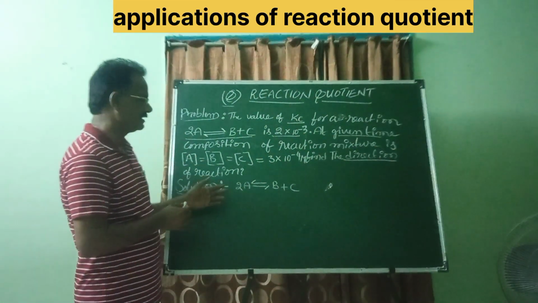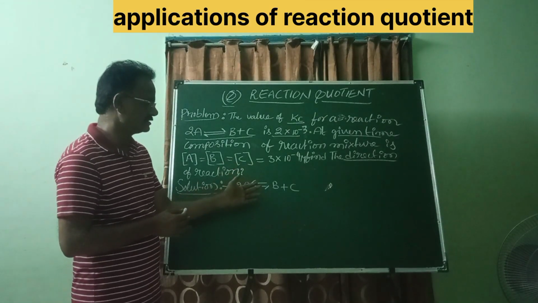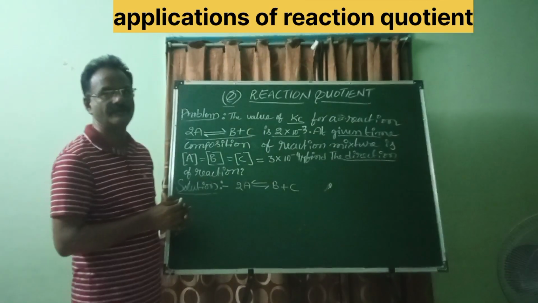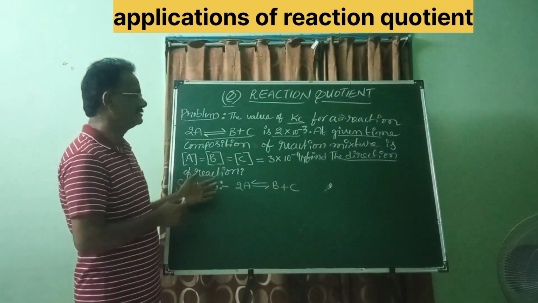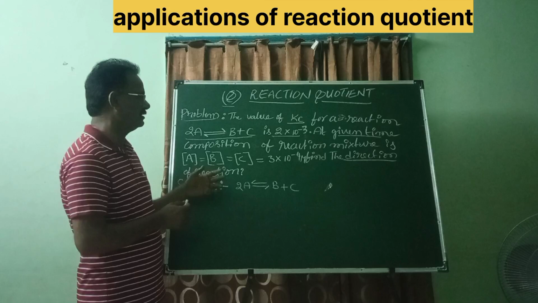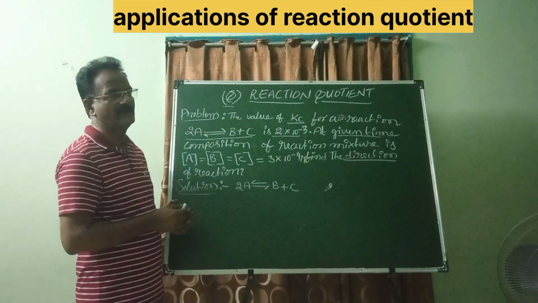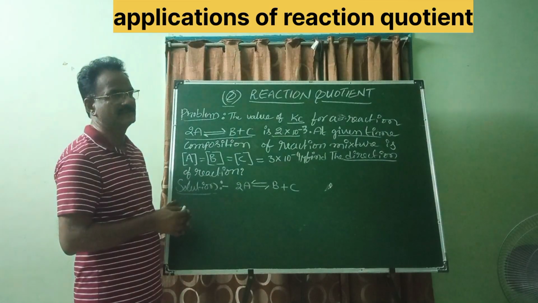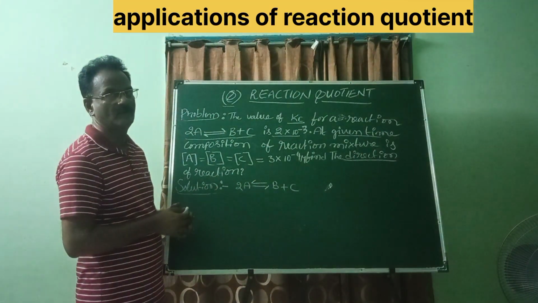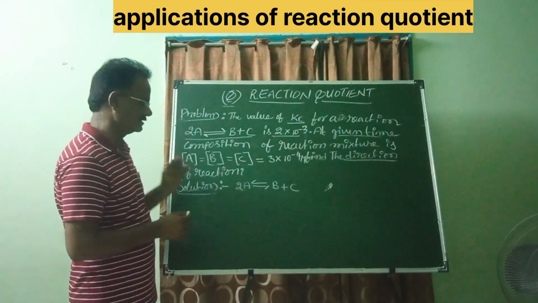First let us write the reaction like this: 2A gives rise to B plus C. Based on the problem, the reaction seems to be in equilibrium. But after getting the value of Qc, we can predict the direction of the reaction. Let us write the Qc for this reaction.